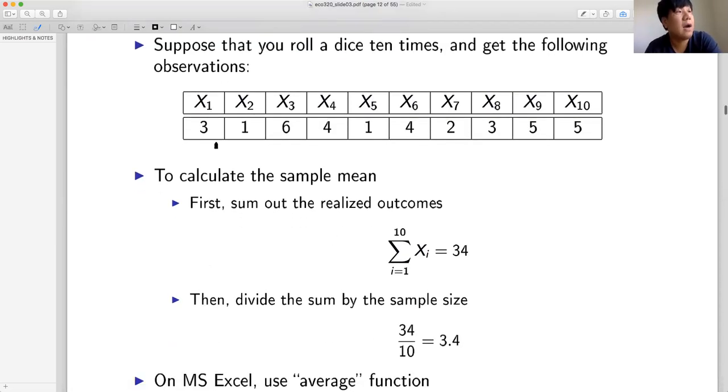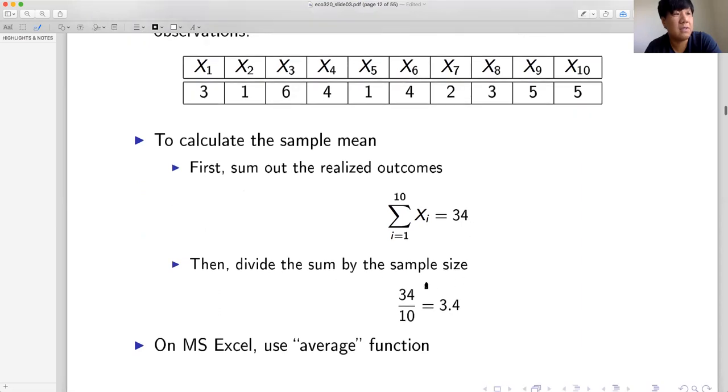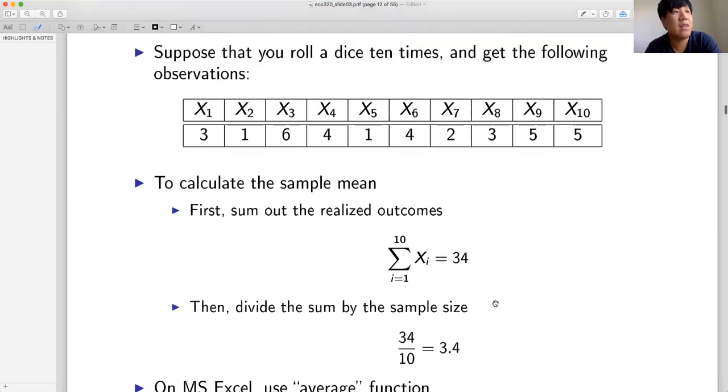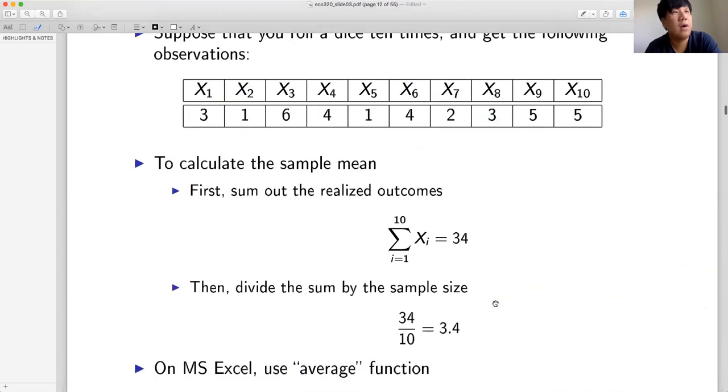But anyhow, to calculate the sample mean, you just add all the numbers. When you add these numbers, it will be 34, and you divide by the sample size, so that is 3.4. In Microsoft Excel, you use the AVERAGE function to calculate that. Okay, so it's quite easy, right?